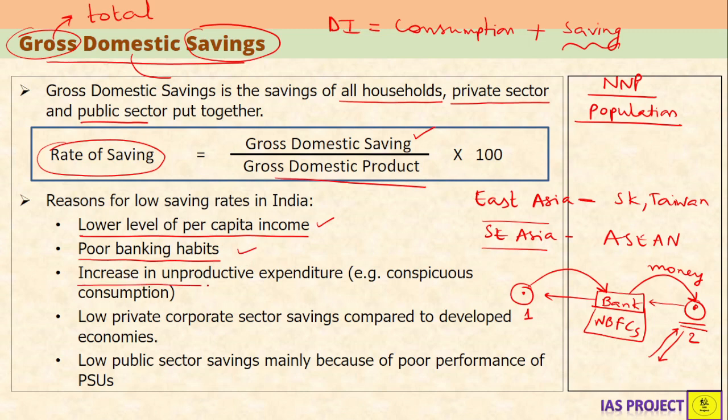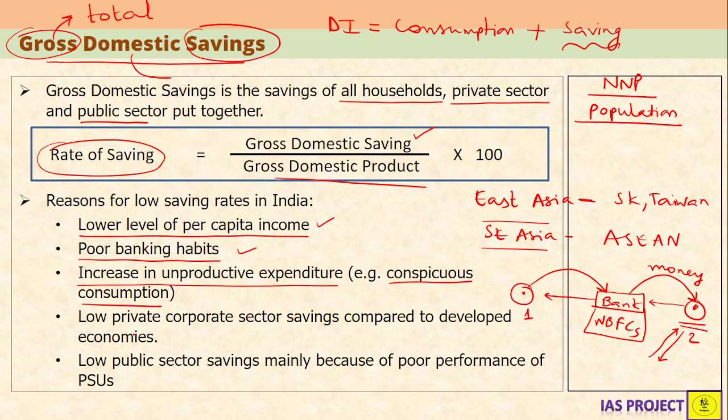Also, there is a recent increase in unproductive expenditure. For example, the concept of conspicuous consumption. What does conspicuous consumption mean? Conspicuous consumption simply means purchasing items that you don't need, but to increase your prestige and in a kind of show-off manner.